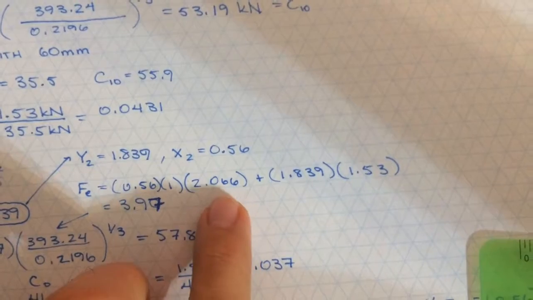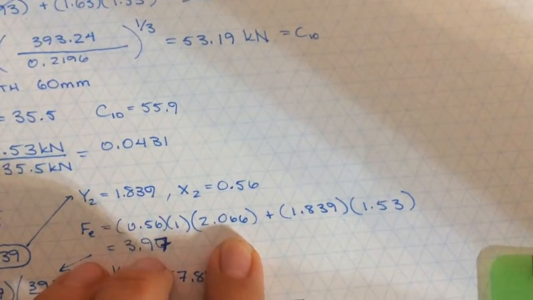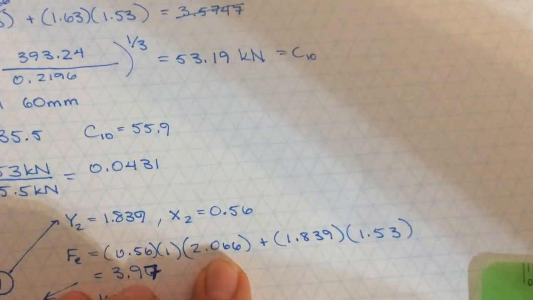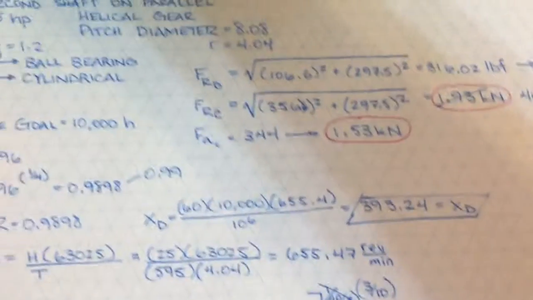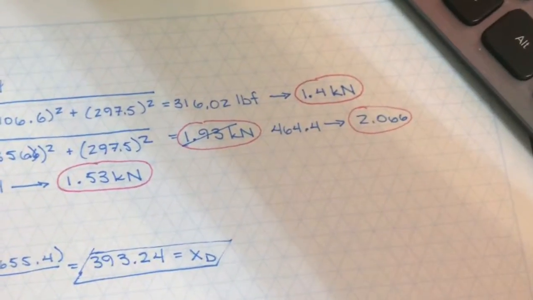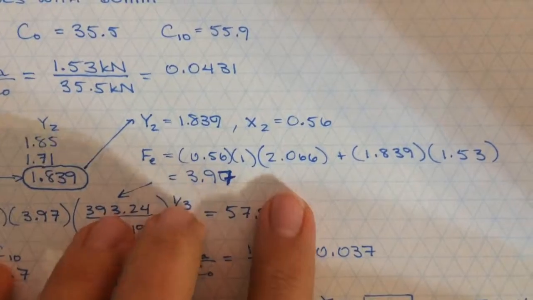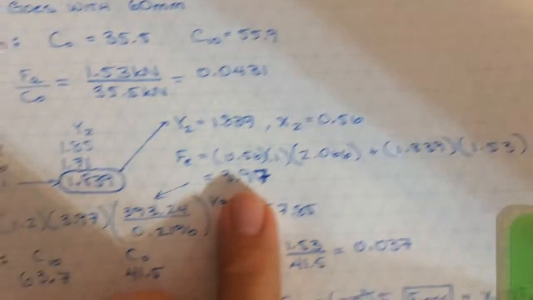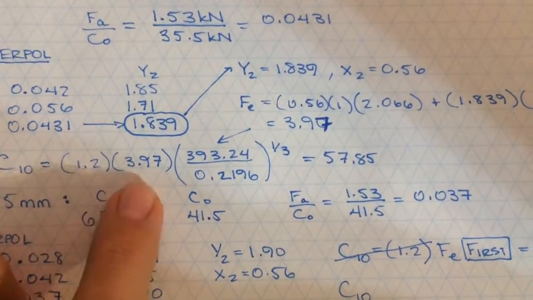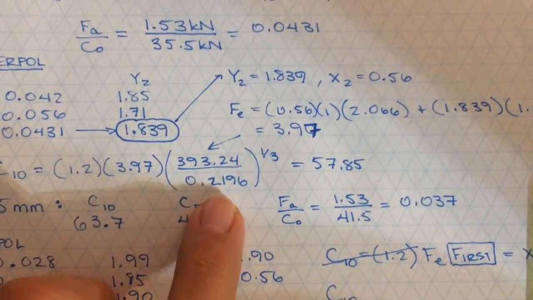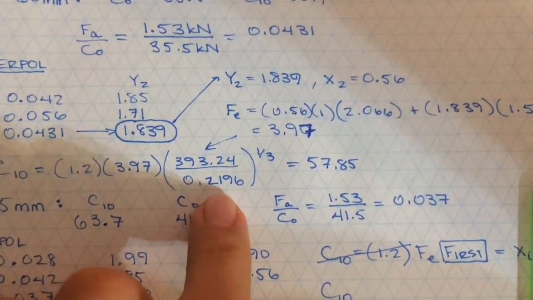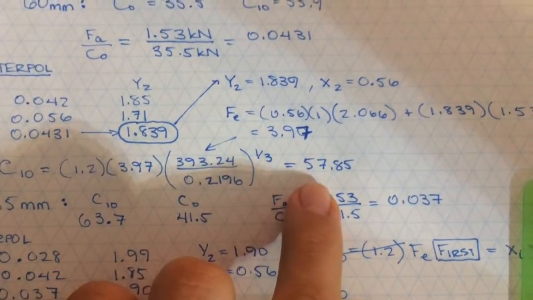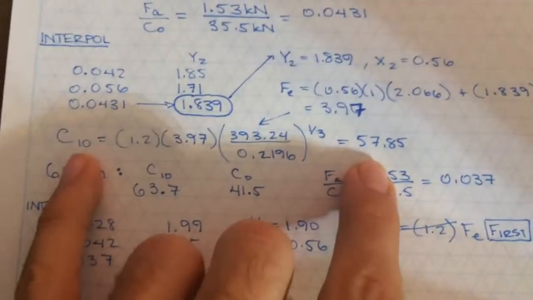0.56 is the x. And then having a little brain fart, 2.066, what was the 2.066? That is the FR from above, 2.066. So yeah, that's just following the equation. If I had written the equation right above it, it would be helpful, but I didn't. So that cranks out to be Fe equals 3.97. Bam, we can plug that back in. 1.2, 3.97. XD is the same over the same 0.2196. Again, A is 3. That equals 57.85 for our C10.